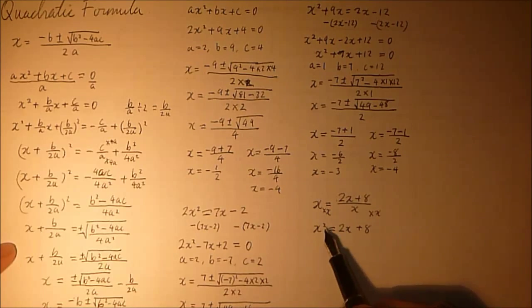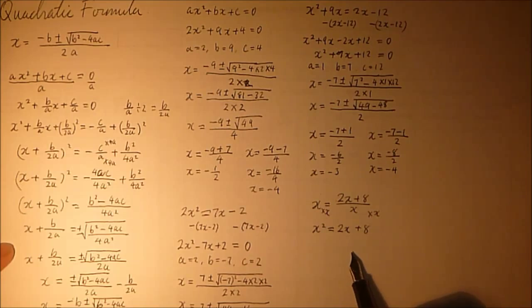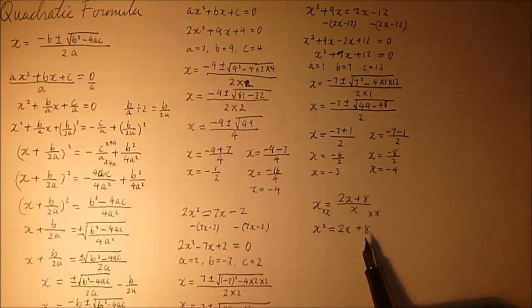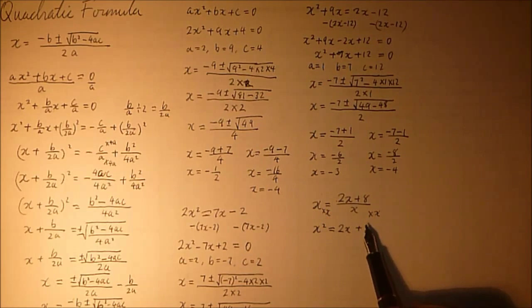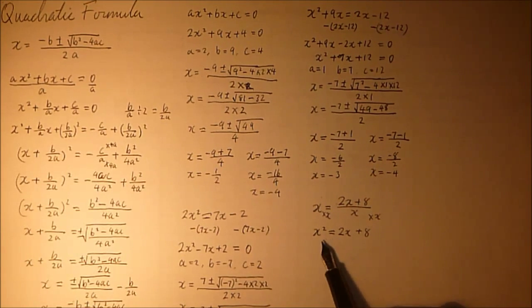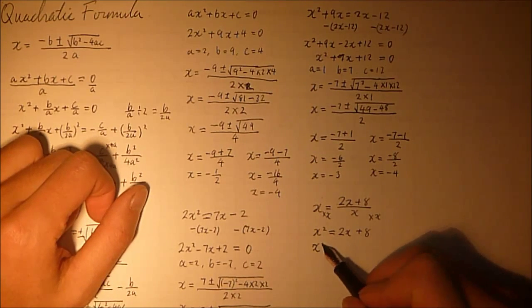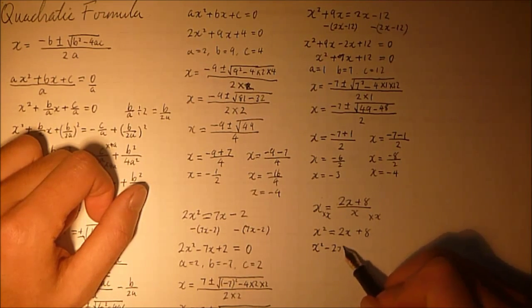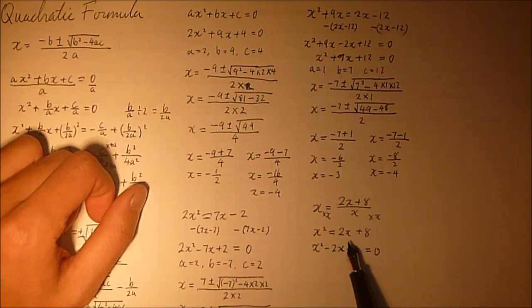Now let's continue on. So we have x equals 2x plus 8 over x. This doesn't look like a quadratic equation, but it in fact is. We multiply both sides by x. We have x squared equals 2x plus 8. And once again, we just have to shift everything onto the other side. So let's have x squared minus 2x minus 8 equals 0, since we subtracted 2x plus 8 from both sides.